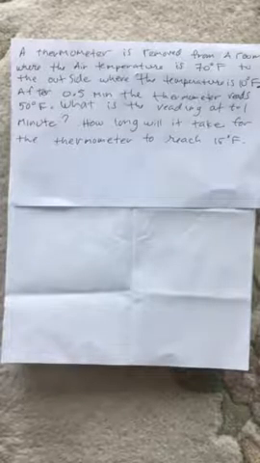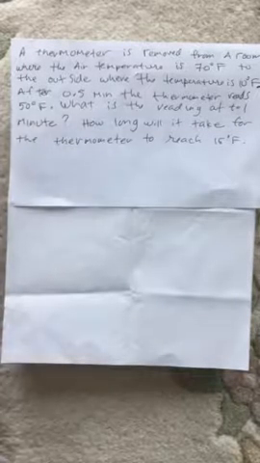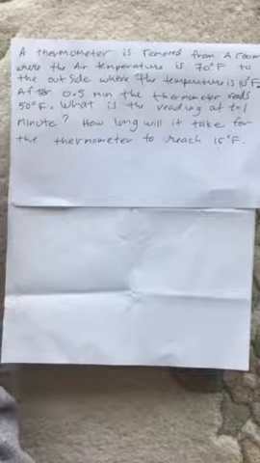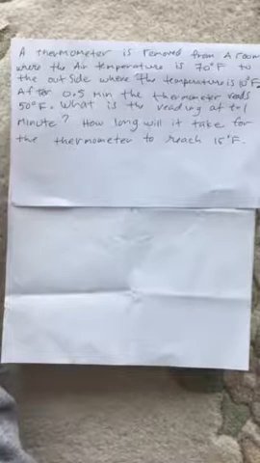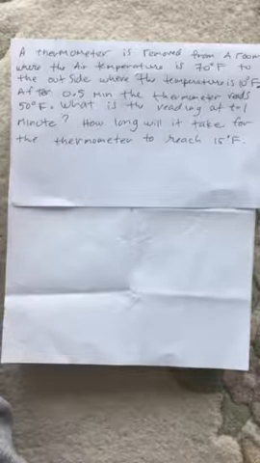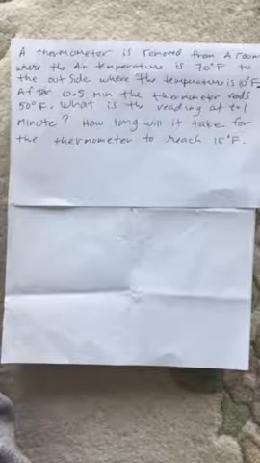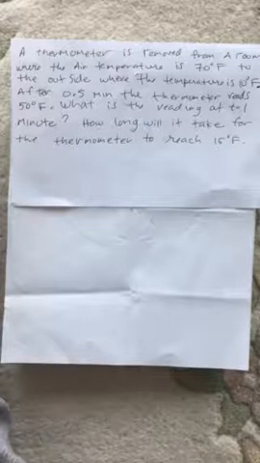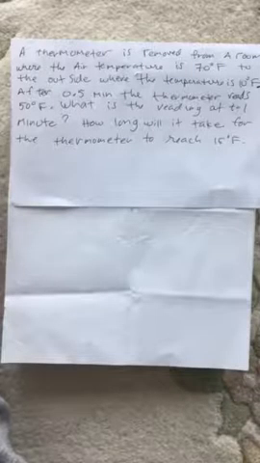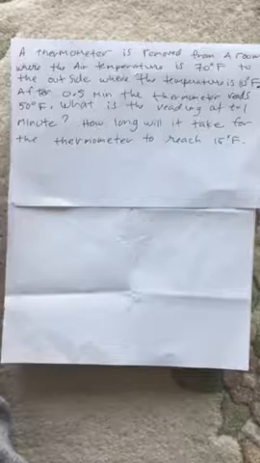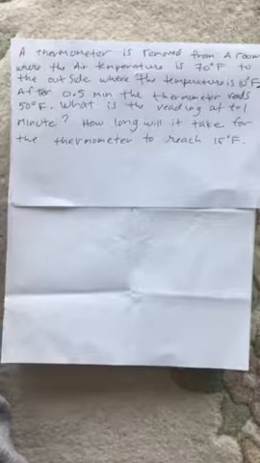Okay, here's another word problem. A thermometer is removed from a room where the air temperature is 70 degrees Fahrenheit to the outside where the temperature is 10 degrees Fahrenheit. After a half minute, the temperature reads 50 degrees Fahrenheit. What is the reading at time equals 1 minute? How long will it take for the thermostat to reach 15 degrees?